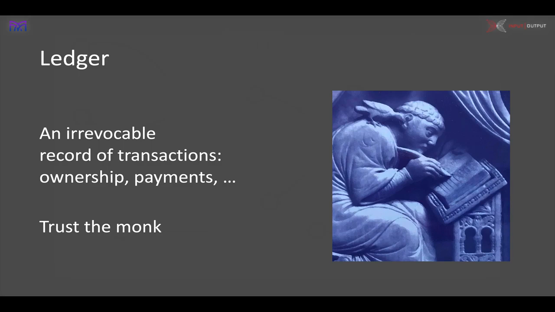Now the other aspect of blockchain is the fact that it's distributed. So we could simply ask, if we had a monk, for example, he could write down all the transactions that took place in the blockchain. That would give us this irrevocable record of transactions. We'd know who owned things, what payments had been made from one person to another, and so on. But in order to do that, we have to trust the monk. We have to trust this central authority.